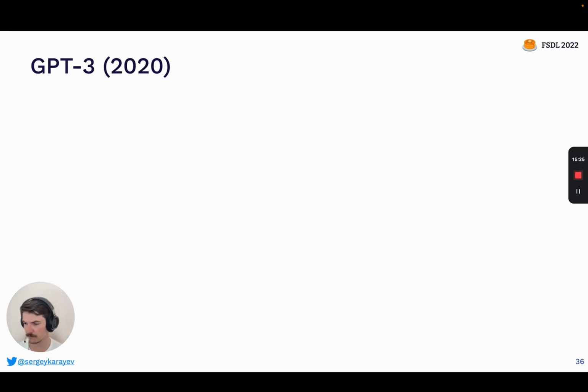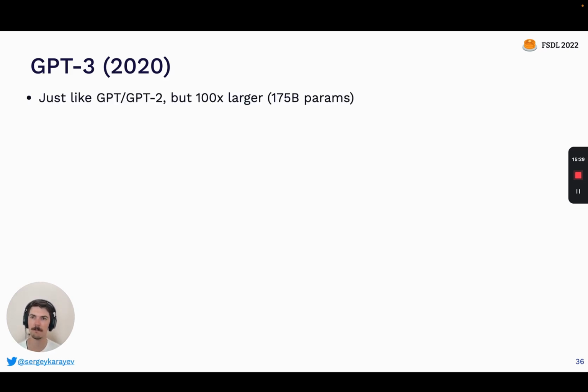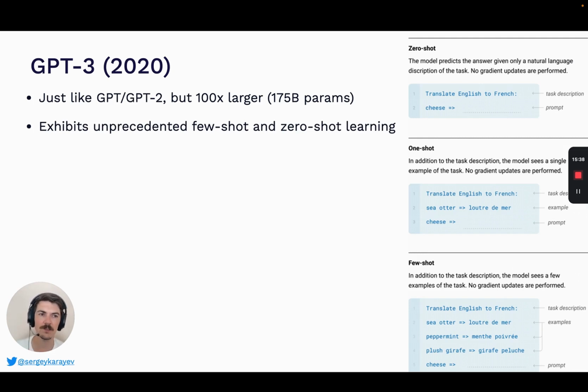GPT-3 came out and is in some sense still one of the state-of-the-art models in 2020. It's just like GPT-2 or GPT, but it's 100 times larger. It has 175 billion parameters. And because of how big it is, it revealed emergent capabilities for few-shot and zero-shot learning. So what does zero-shot, few-shot mean? Zero-shot is that T5 model where I just say, translate English to French, and then I give the input that I wanted to work on.